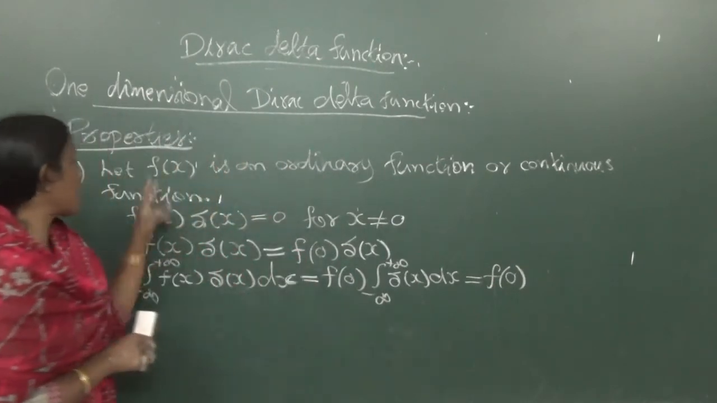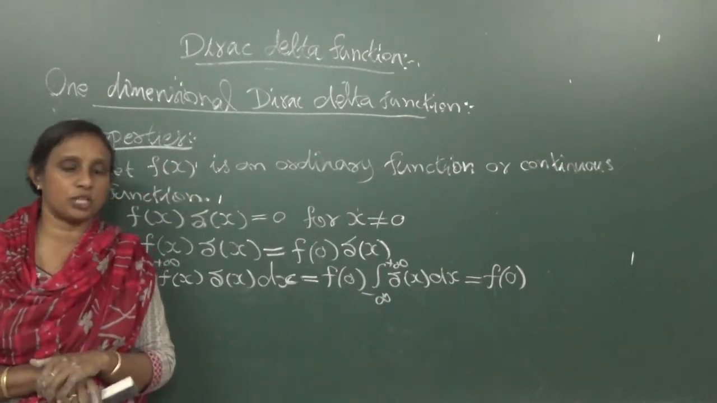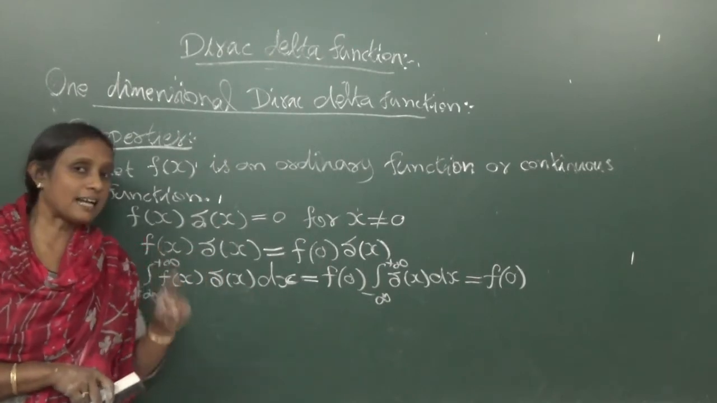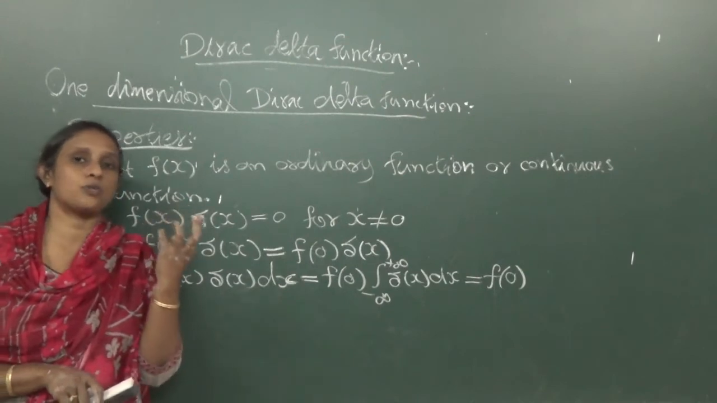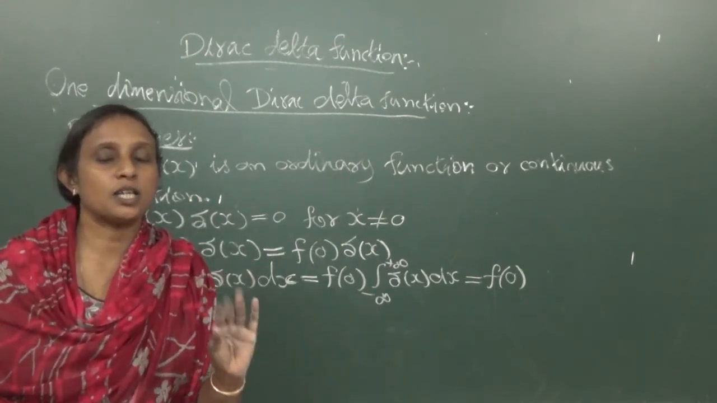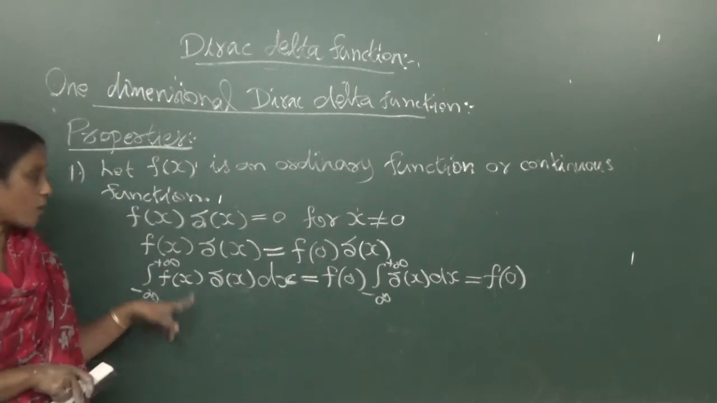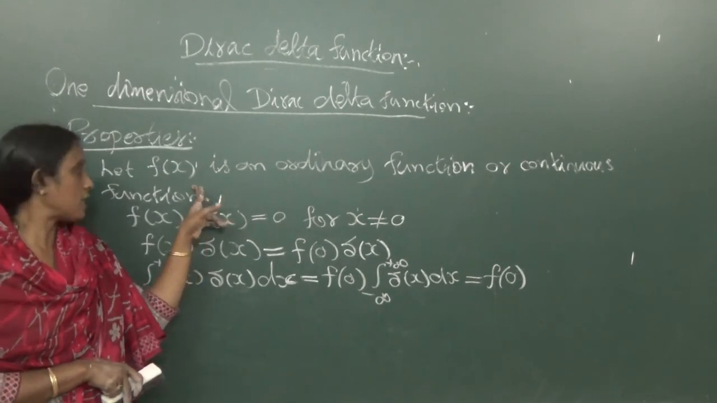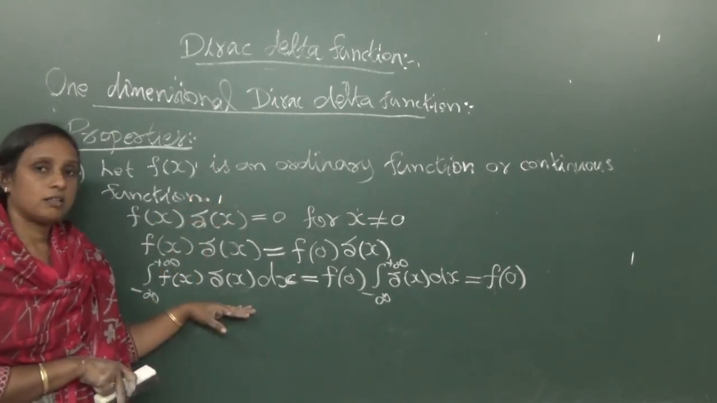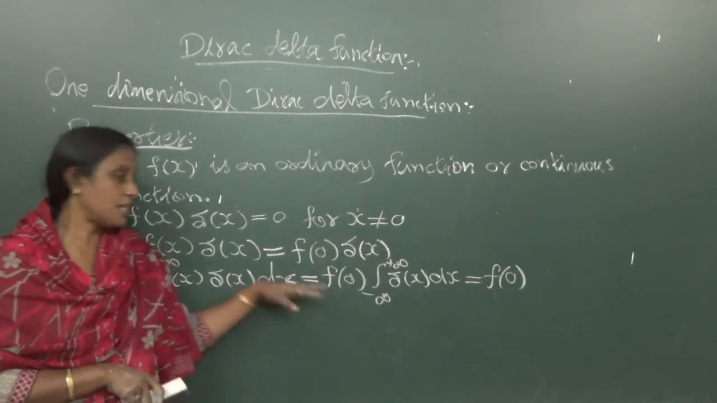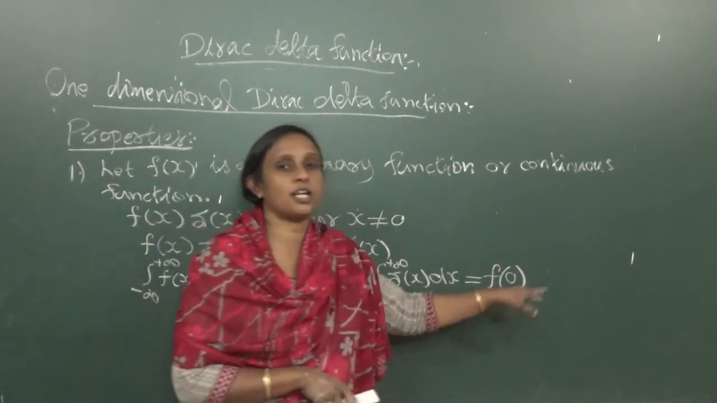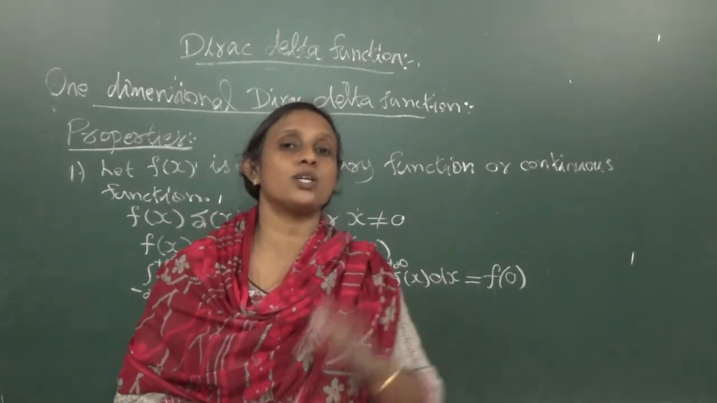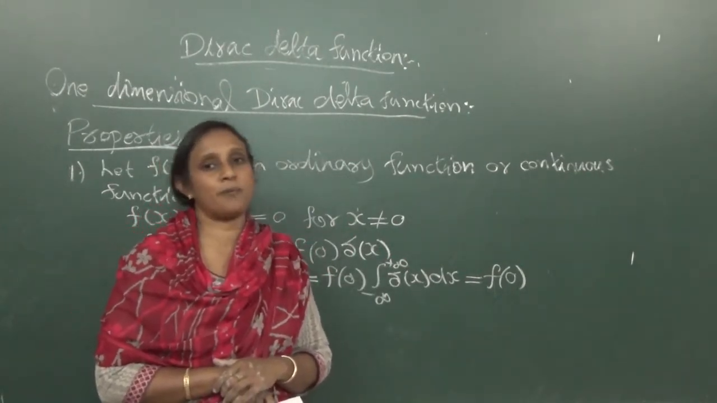This is one of the properties of the one-dimensional Dirac delta function. That means under the integral sign, the Dirac delta function helps to fix the value of a function at the origin. Because we have a function f of x, an ordinary continuous function, the integral of f of x delta of x dx gives you the value of the function at the origin. This is an important result which you can frequently use while doing problems.